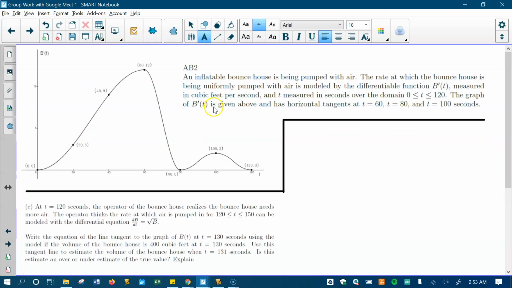Okay, number 3. This is a long one. At t equals 120 seconds, the operator of the bounce house realizes the bounce house needs more air. The operator thinks the rate at which air is pumped could be modeled by the differential equation db dt equals the square root of b. Write the equation of the line tangent to the graph of b of t at t equals 130 seconds using the model. The volume of the bounce house is 400. Whoa. Okay. That's a big one.